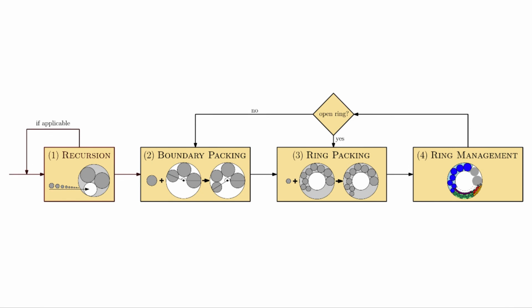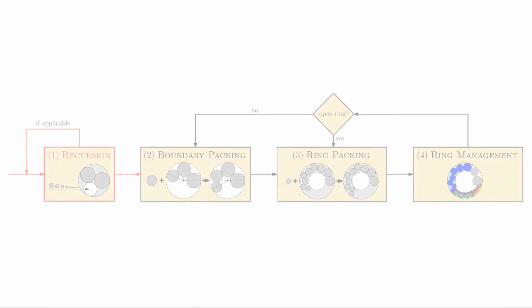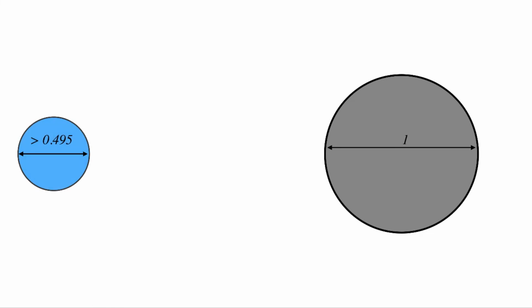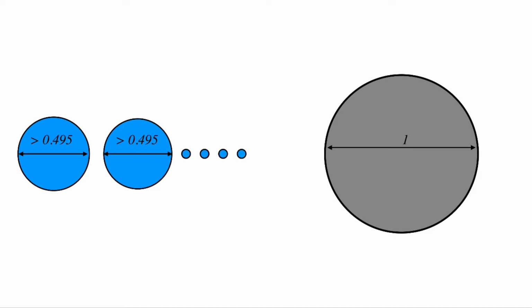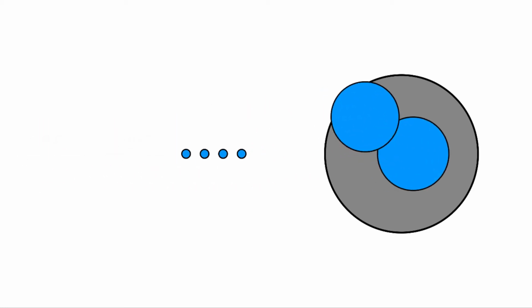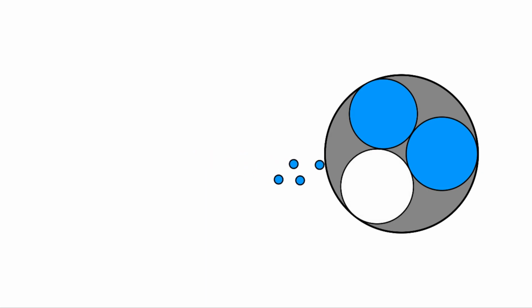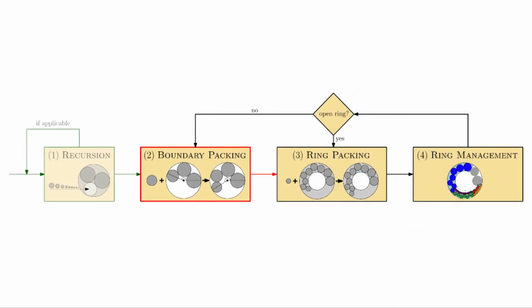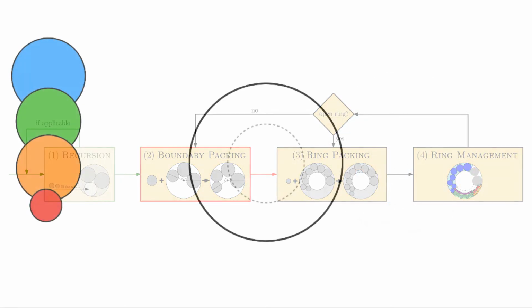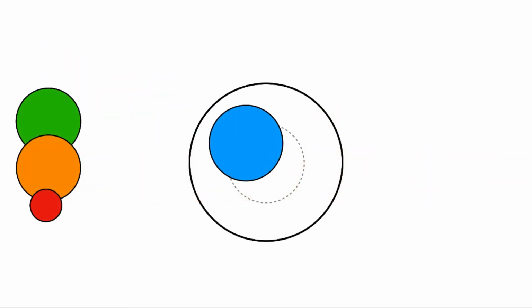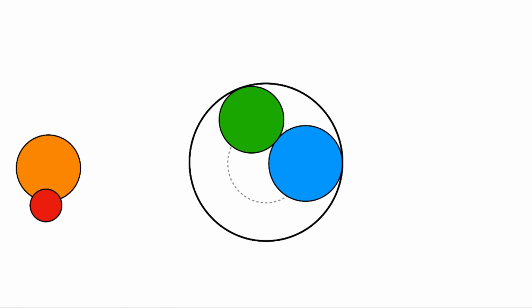The recursion proceeds if the largest 2 disks have radii larger than 0.495 times the size of the container disk, leaving only very little area for the remaining disks. We proceed by placing the 2 large disks and recursively packing the remaining disks into a smaller container disk. The second subroutine is boundary packing. We sort the disks by decreasing radii and iteratively pack them adjacent to the container boundary. We stop when we reach a disk that is smaller than 1/4 of the container, as shown here, or the current red disk no longer fits.